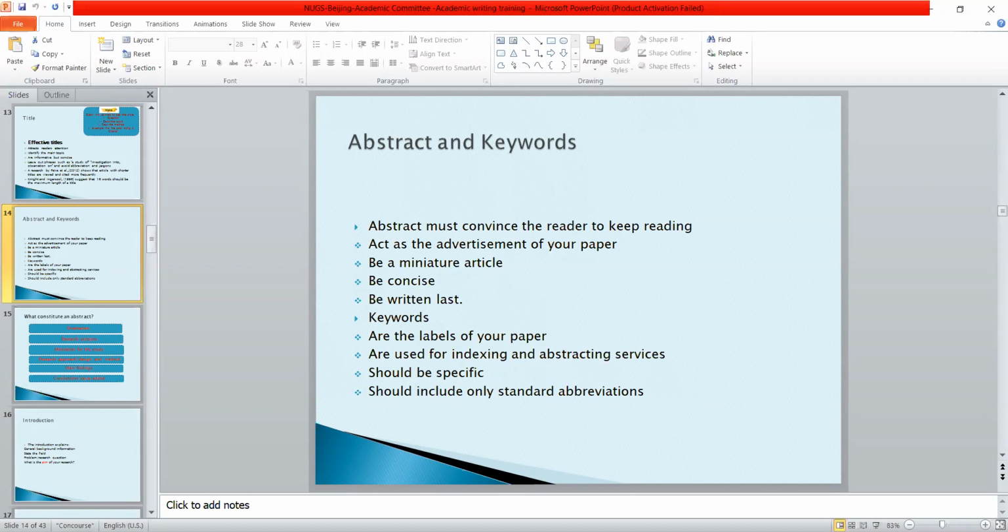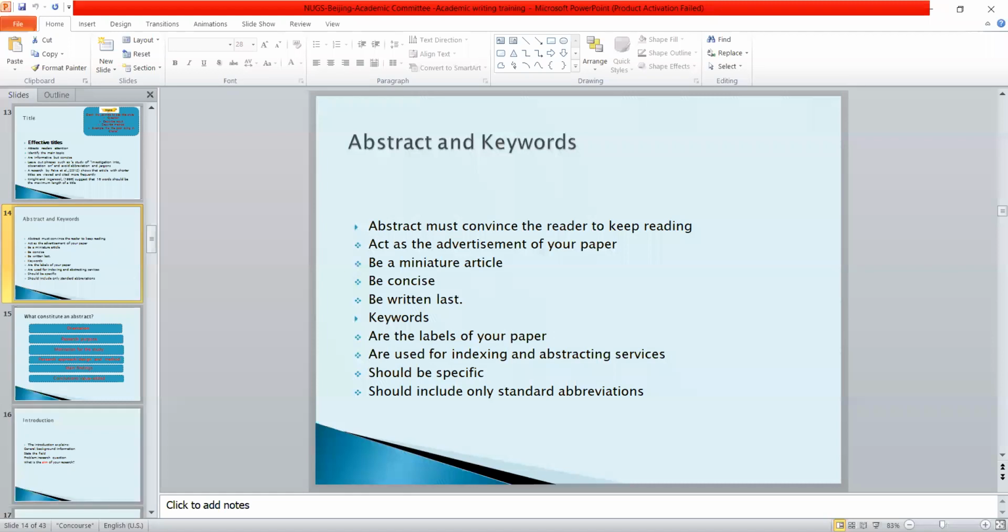Let's look at the keywords. The keywords are the labels of your paper. You want to label your paper. So if you say migration in Ghana, or migration, Ghana, youth, these are the keywords the person uses. Immediately you put migration, youth, and Ghana, these things will pop up. So they are labels, used for abstracting and indexing purposes.